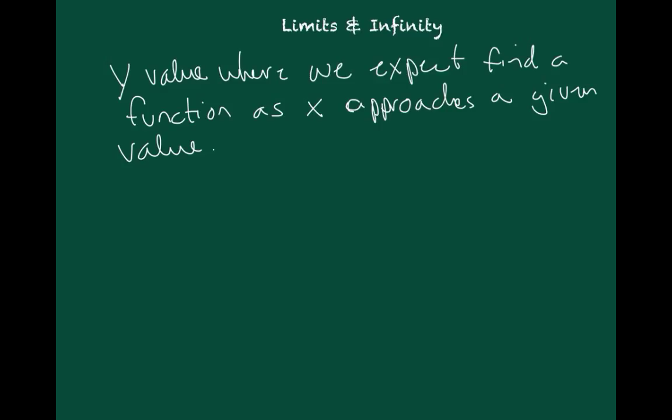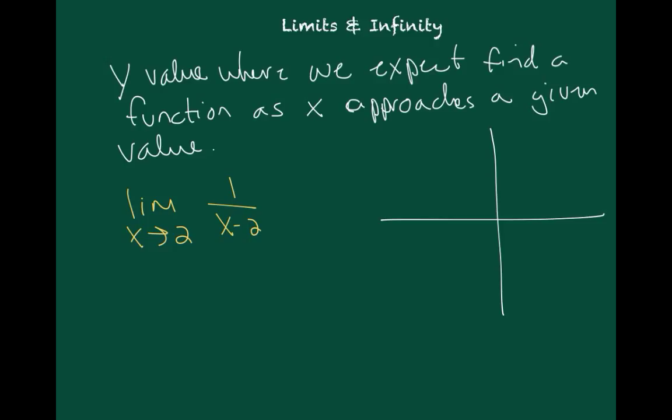The first is, what is the limit as x approaches, let's say, a number like 2 for the function 1 over x minus 2? Well, you'll recall from our parent functions that's just the function 1 over x shifted 2 units to the right. So that's going to look something like this. Now from the picture it's pretty clear that as we approach 2 on the x-axis, where we expect to find the function is in two very different places.